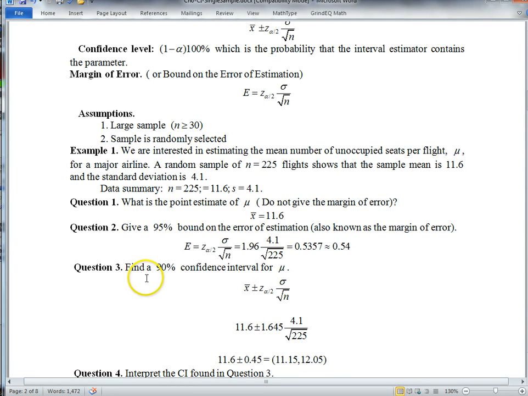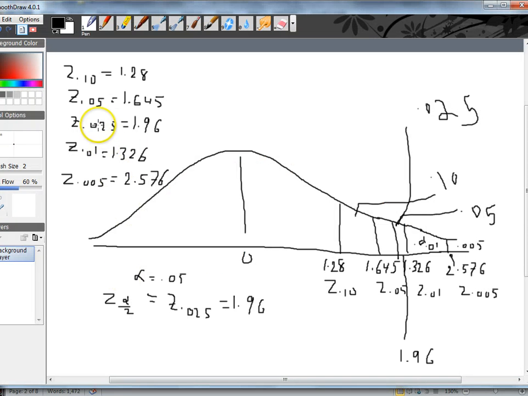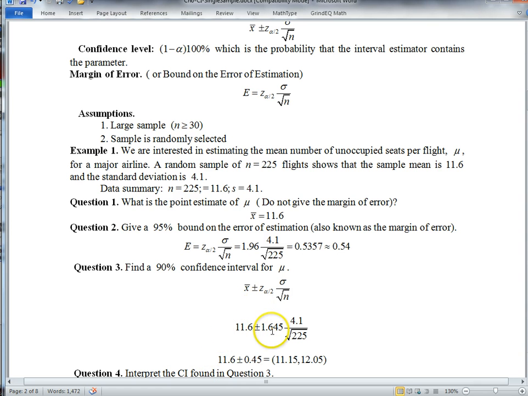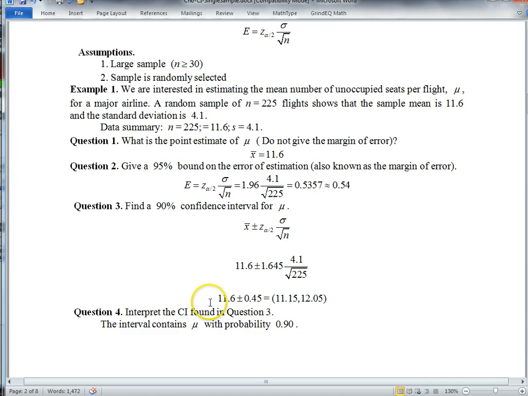So what if I ask you to give me the 90% confidence interval? Again, that's the formula. Now 11.6 plus or minus z alpha over 2. But now I want my confidence to be 90%. That means my alpha is going to be 10%. Okay, half of it is going to be 5%. So in this case, I need this value, 1.645. So I have 1.645, 4.1, and square root of 225.